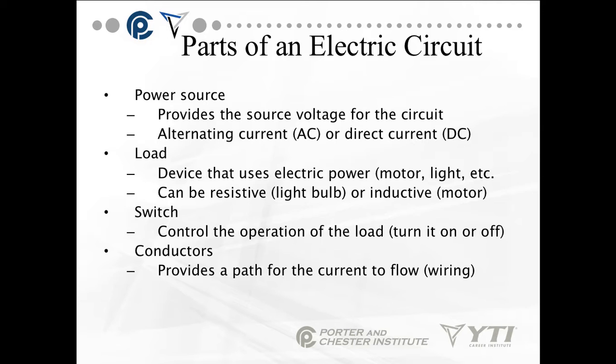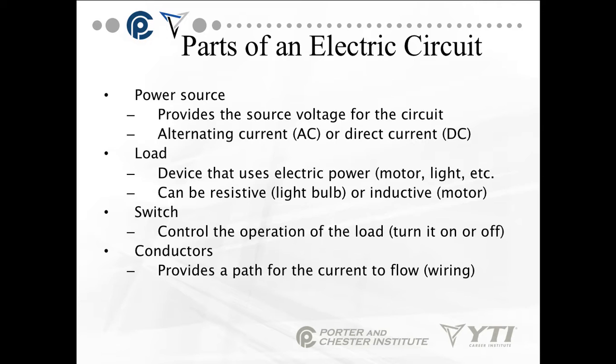Okay, in every circuit, we have certain parts that have to be there. We have a power source, we have a load, we have a switch, and we have conductors. The power source is what provides the source voltage for the circuit. Power source could be alternating current or direct current. It really doesn't matter in terms of parts of a circuit.